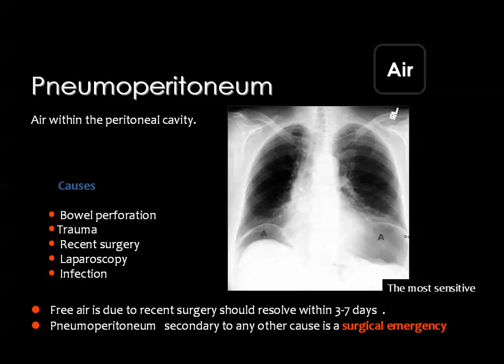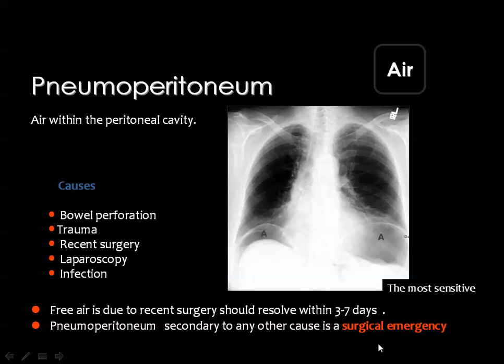Then accumulation of air in the peritoneal cavity is known as pneumoperitoneum, and the best way for detection is the chest X-ray in the erect position. And in the erect position, you can see air under the diaphragm, diagnostic of pneumoperitoneum. The two most common causes of pneumoperitoneum are recent surgery and bowel perforation. However, there are many other causes like trauma, like laparoscopy and infection as well.